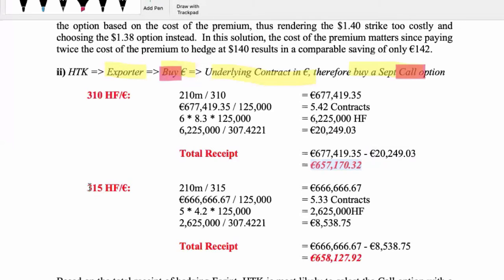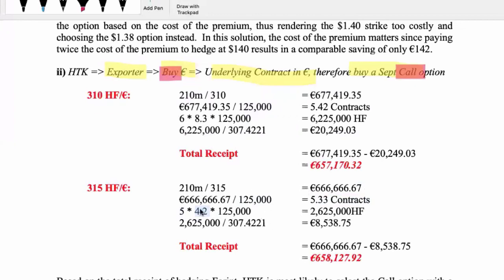Okay, so let's choose the other one, 315, and you repeat exactly what we've just done here. Okay, so there you have your 210. The only difference is you have your 315 instead of your 310. You get all the sixes. You divide that by your contract size, which we see here again. The contract's 5.33, decided to round to 5. 5 by the contract size, 125,000 euro, but we have a different premium.